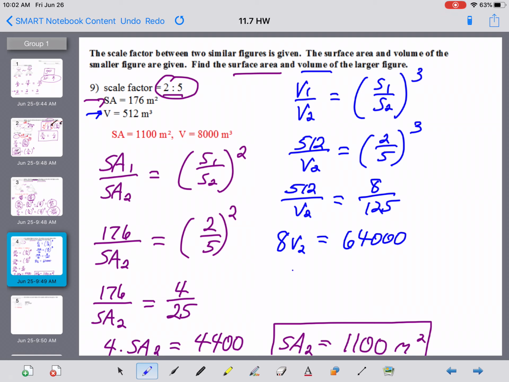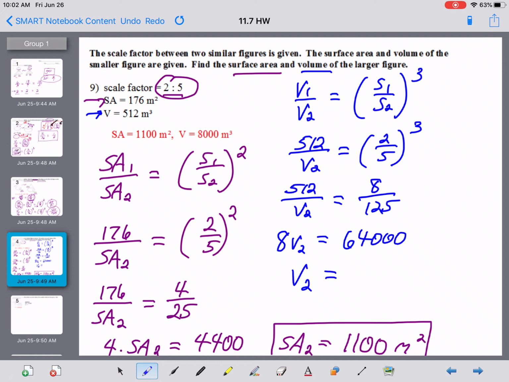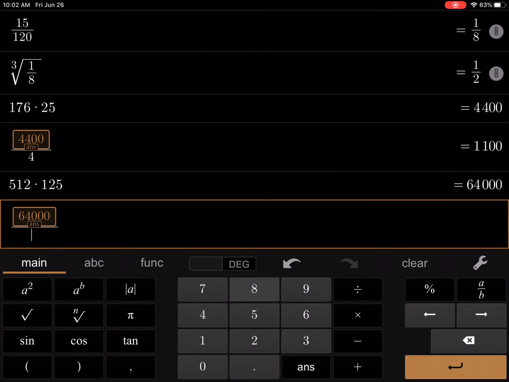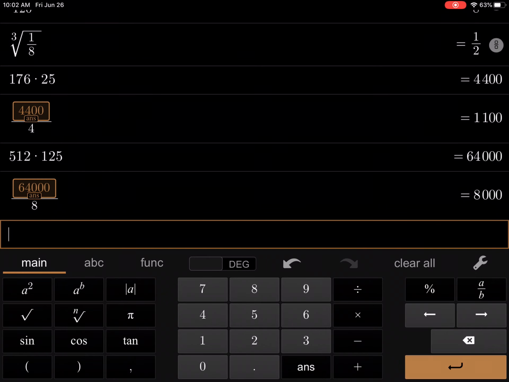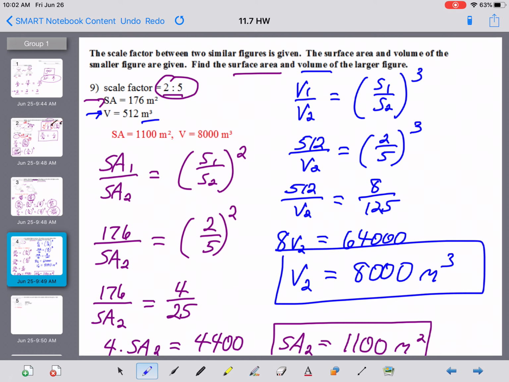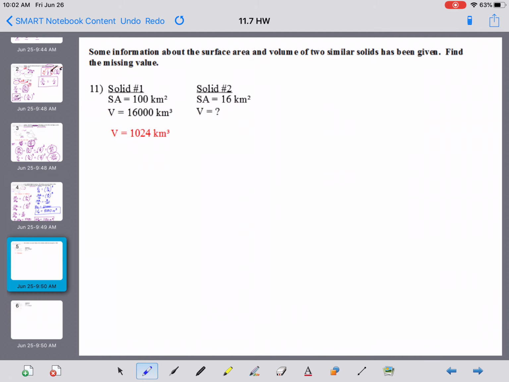64,000. And lastly, guys, to get V2 by itself, we're just going to divide that number, 64,000, by 8. So I'm just going to hit answer divided by 8, and that gets us 8,000 now for the volume of that second figure. Volume units were cubic meters here, so it's going to be cubic meters here as well. Okay, so that's a tough problem there, and yeah, they stay tough. Let's keep going with number 11 here.